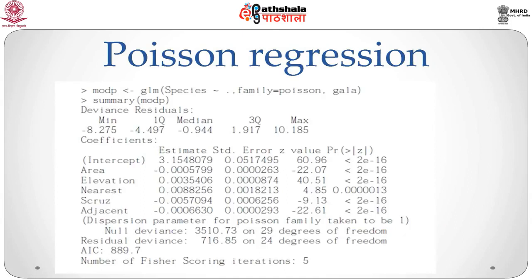So we can fit the Poisson regression model using the GLM command in R. So mod P is GLM of species on all the other covariates with family equal to Poisson will fit the canonical link, which is the log link. We can look at the results of the fit by using the summary command on the mod P object.